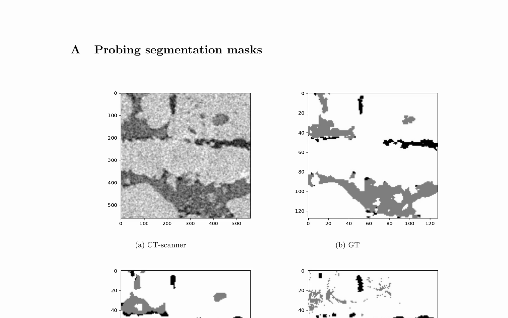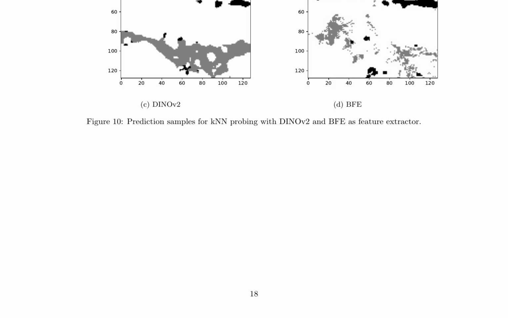The DINOv2 feature extractor, shown in Figure 10c, demonstrates a more accurate segmentation mask, with a higher frequency of pixels correctly classified, particularly in the higher pixel ranges. In contrast, the BFE feature extractor, illustrated in Figure 10d, exhibits a more scattered distribution, indicating less accurate segmentation. This analysis provides insight into the effectiveness of each feature extractor in capturing relevant information for KNN probing, highlighting the superior performance of DINOv2 in this context. The results suggest that DINOv2 is better suited for downstream probing tasks, likely due to its ability to learn more discriminative features. This finding has implications for the development of feature extractors tailored to specific probing tasks, emphasizing the importance of selecting an optimal feature extractor for accurate segmentation and classification.